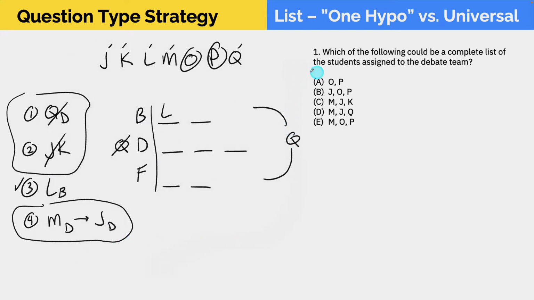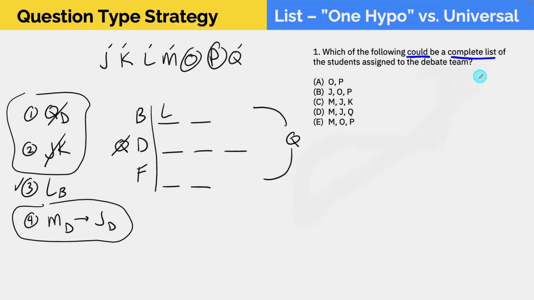Which of the following could be a complete list of the students assigned to the debate team? Now this is asking for one hypothetical list of the students in the debate team. And the way that we can tell is because it's saying which of the following could be a complete list. It's not saying across all possibilities which of the following is a complete list.